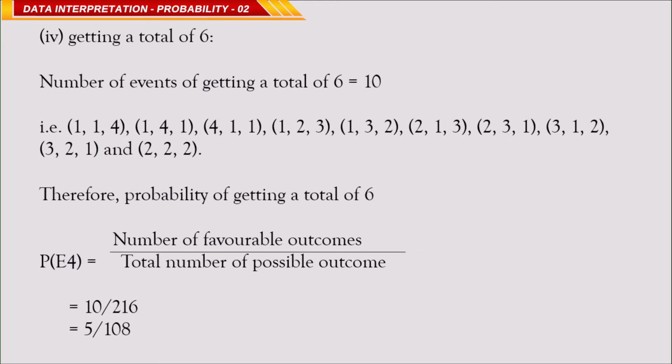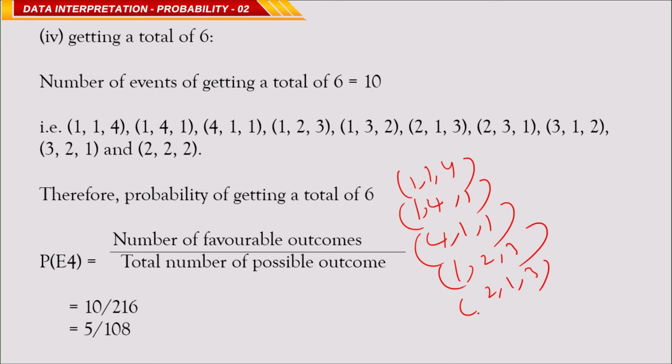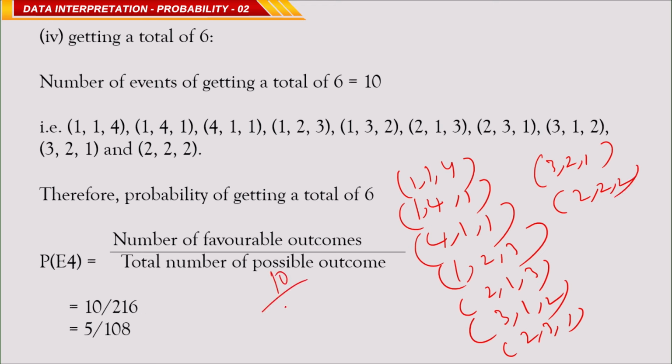Getting a total of 6 is very clear. The favorable outcomes are 1 1 4, 1 4 1, 4 1 1, 1 2 3, 2 1 3, 3 1 2, 2 3 1, 3 2 1 and 2 2 2. So the favorable outcomes are 10 and the total outcomes are 216, 10 by 216, or you can say 5 by 108, correct.